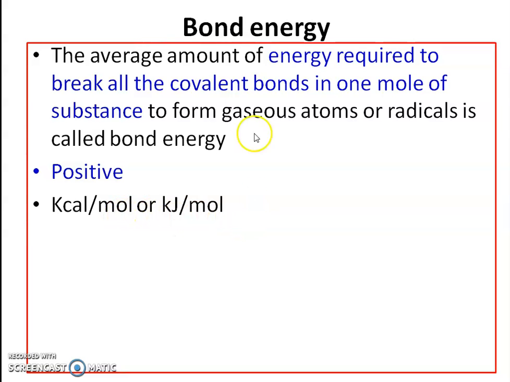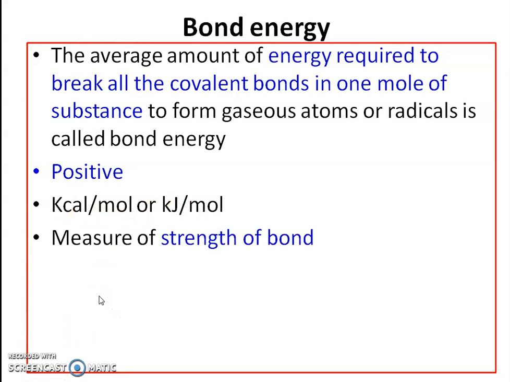Now the most important thing is, what is the definition of bond energy? The average amount of energy required to break all the covalent bonds in 1 mole of a substance to form gaseous atoms or radicals. This is called bond energy or bond enthalpy. To break any particular bond, energy is required and therefore it is positive.